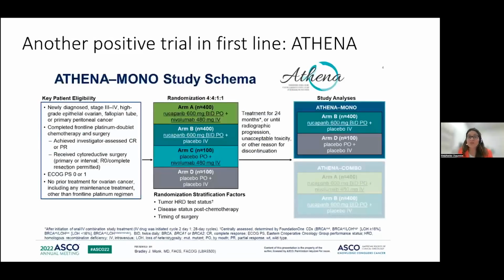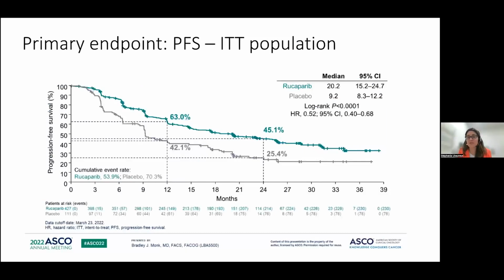Another trial that was presented at ASCO last week is the ATHENA trial, the same population again, not focusing on BRCA. It was all patients with advanced high-grade ovarian cancer responding to platinum-based chemotherapy. As part of this trial, they looked at different maintenance treatments, but here at ASCO they reported the maintenance with rucaparib, which is another PARP inhibitor, versus placebo. So here we present that result, and again, the same result. In the overall population, the PFS was in favor of the maintenance rucaparib, the PARP inhibitor treatment, versus placebo. So again, a benefit of PARP maintenance.